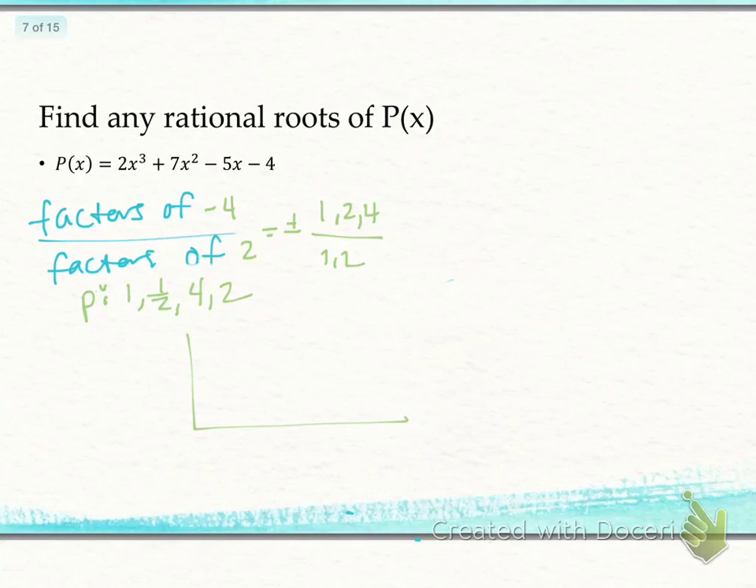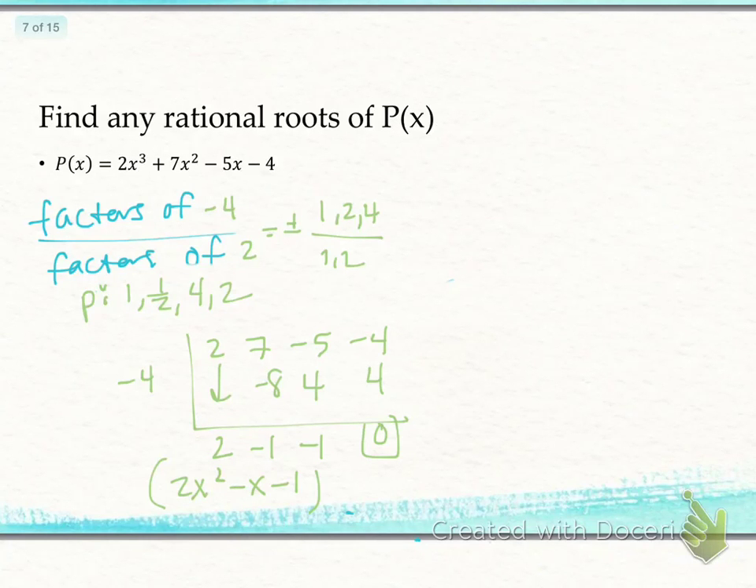So when I do my synthetic, I got 2, 7, negative 5, negative 4. This time, let's go ahead and try negative 4. So I drop my 2, multiply on the outside, add on the inside, multiply, add, add. So this one becomes 2x squared minus x minus 1, and then x plus 4. And then you're possibly able to refactor this, in which case you'd send your 2 back. You see what multiplies to get you the outside, adds to get you the middle.